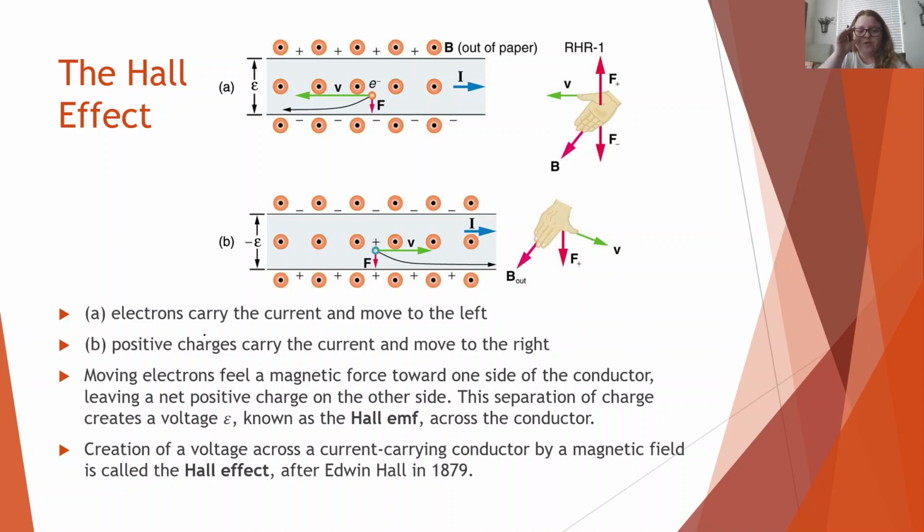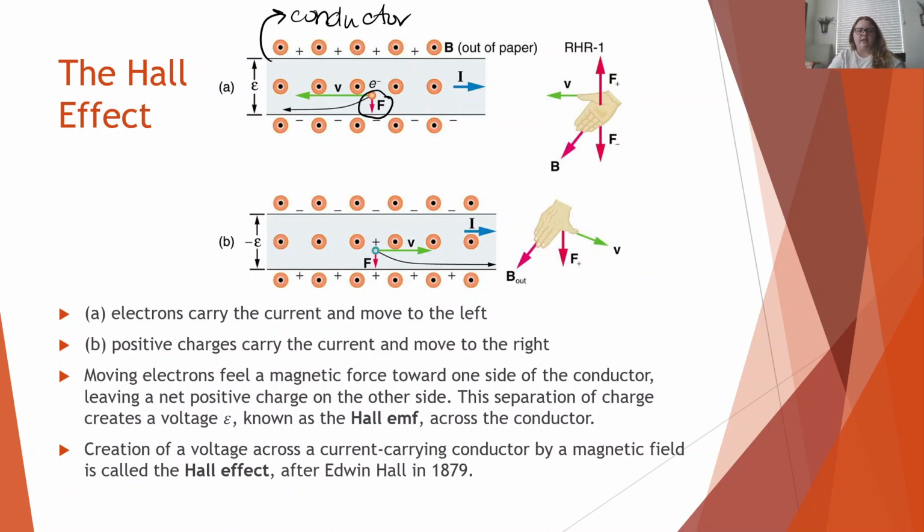The electrons will feel magnetic force toward one side of the conductor, which leaves a positive charge on the other side. So we'll have some sort of magnetic force here pointing toward one side of the conductor. This, I forgot to mention, is a conductor. And remember, conductors store charges, so we have negative charges on this side and positive on this side.